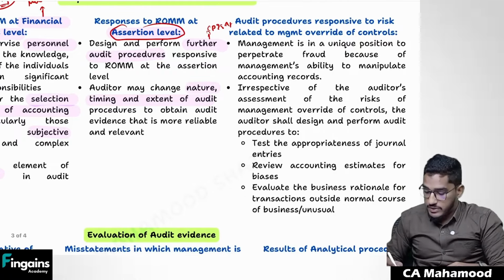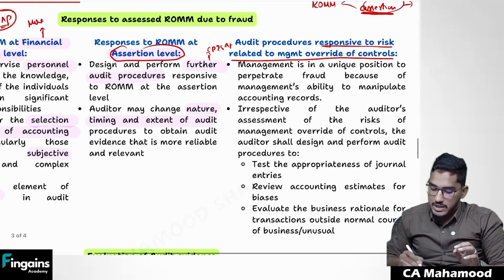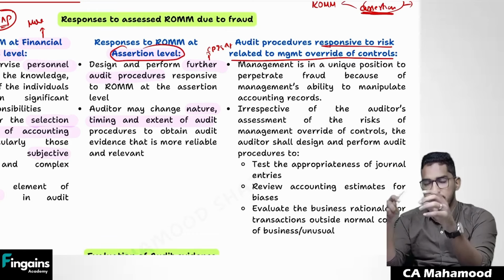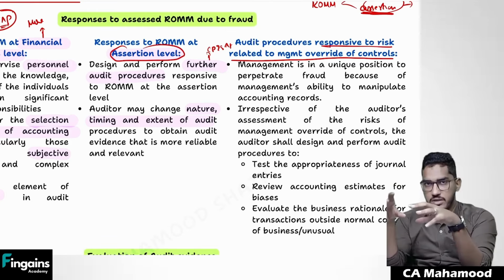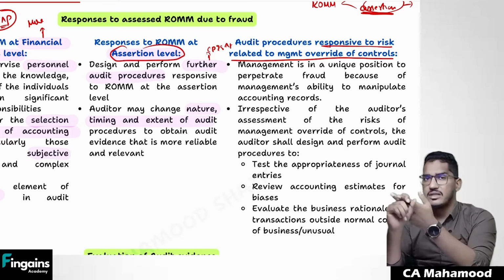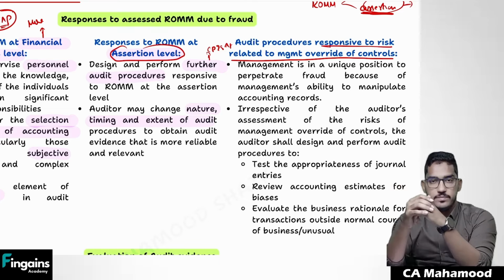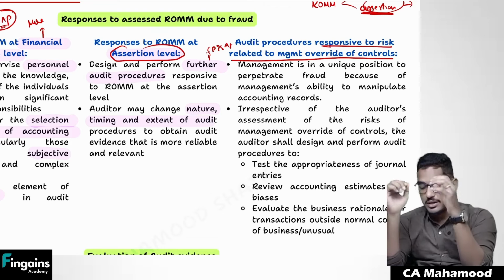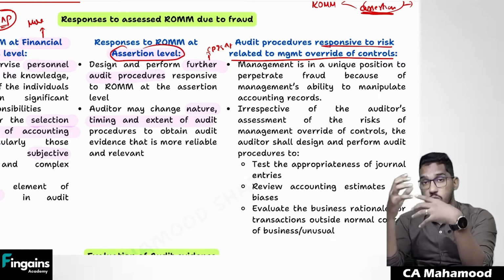And also, audit procedures responsive to risk related to management override of controls. See, as I've told you, management will always be in a dominant position to override the internal controls in the organization. Who will implement internal control? Management. Since management themselves have implemented internal control, they will also have the power to override the controls as well. Yes or no? So that's why you have to perform some procedures to make sure that management did not override the controls, because since management are the top people in the organization, they can always have a chance of committing fraud. They will always have a chance of overriding the controls.